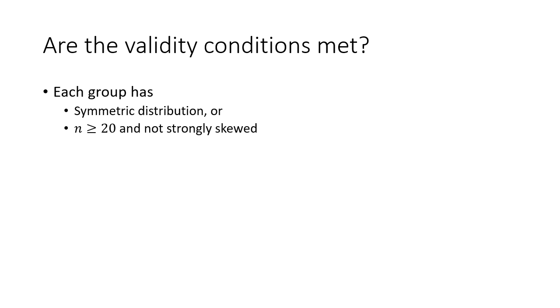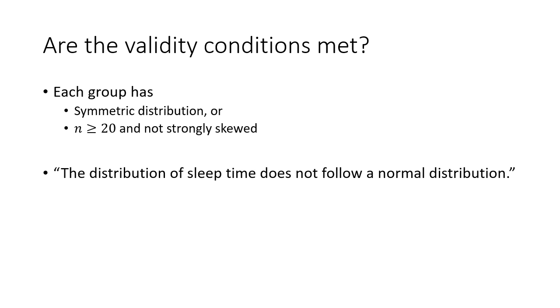Next, let's check the validity conditions. Recall that the validity conditions for a two-sample t-test are that each group should have a symmetric distribution, or should have a large sample size and not be strongly skewed. In this problem, we were told that the distribution of sleep time does not follow a normal distribution. That's indicating that the first criterion of a symmetric or normal distribution is not satisfied.